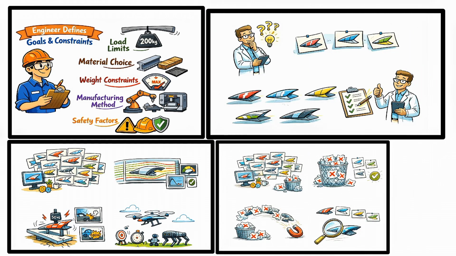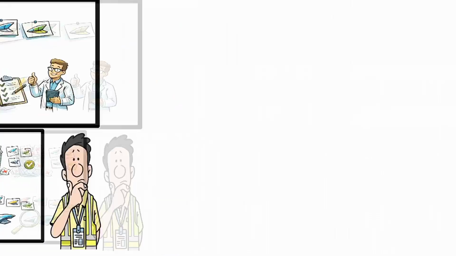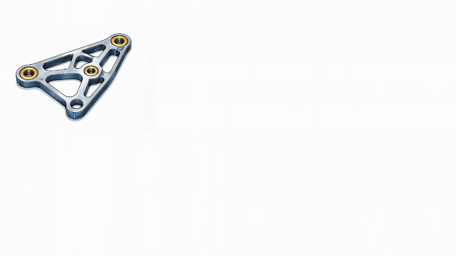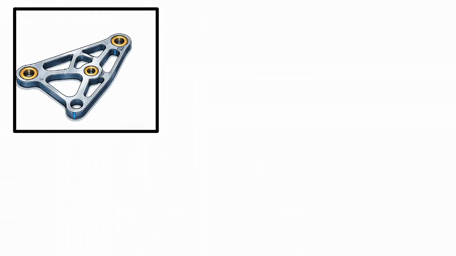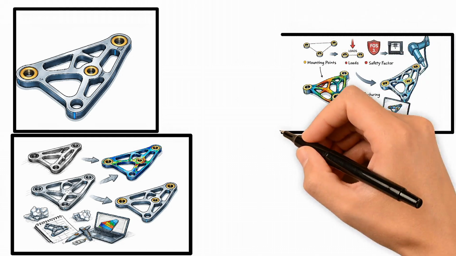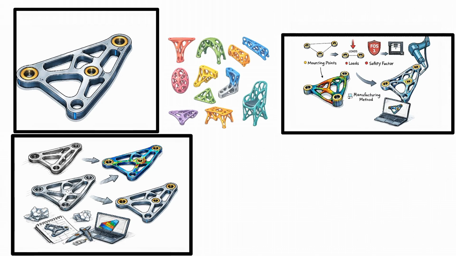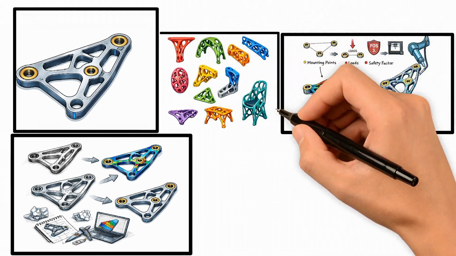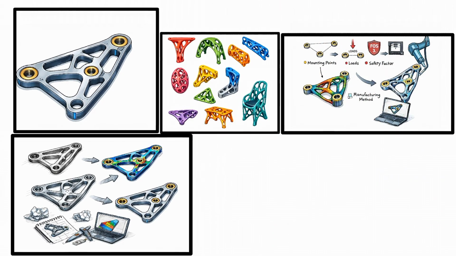Now imagine a real engineering case, designing a lightweight mounting bracket for an aircraft or electric vehicle. Traditionally, an engineer would sketch a solid-looking bracket, simulate it, remove material, and repeat this process many times. With generative design, the engineer instead specifies the mounting points, loads, safety factor, and manufacturing method. The AI then generates dozens or hundreds of organic-looking geometries, removing material only where it isn't structurally needed.